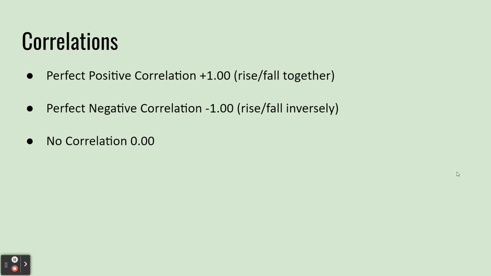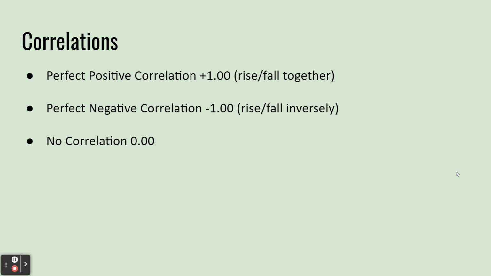Correlations, a perfect positive correlation is a full one, positive one, which says that both the x and the y-axis rise or fall together. A perfect negative correlation is a negative one, a whole number one, which says that the x and the y-axis rise or fall inversely. One goes up and the other goes down.